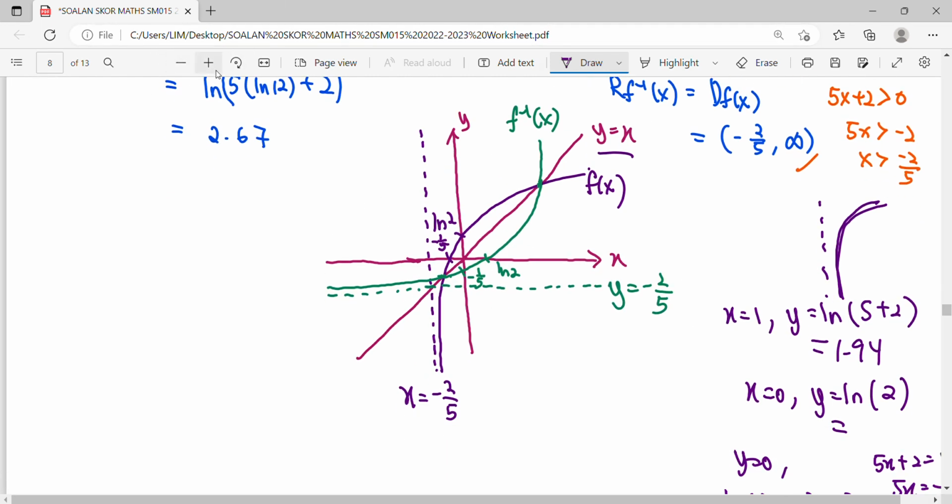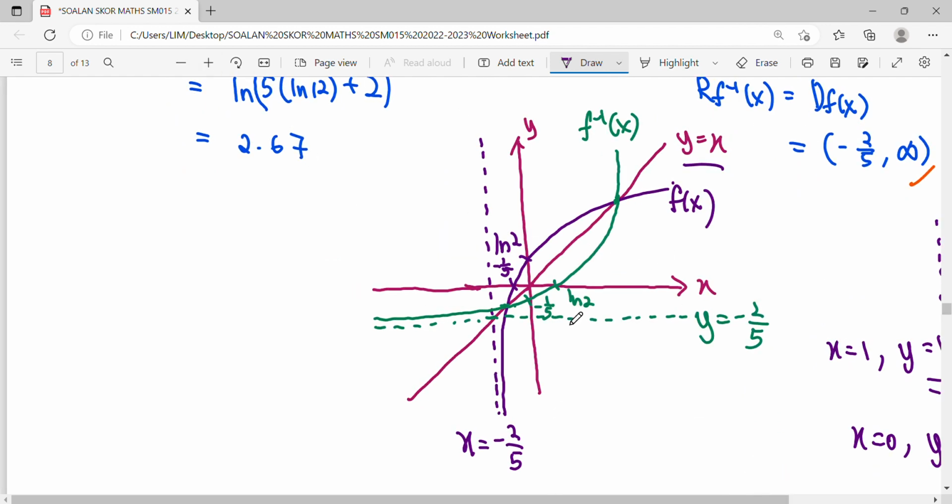So lastly, we have a check. Is your function correct with the labeling? So asymptote, intercept, and name. The inverse function with the asymptote, and then intercept and name. And then x-axis, y-axis, and axis of symmetry.